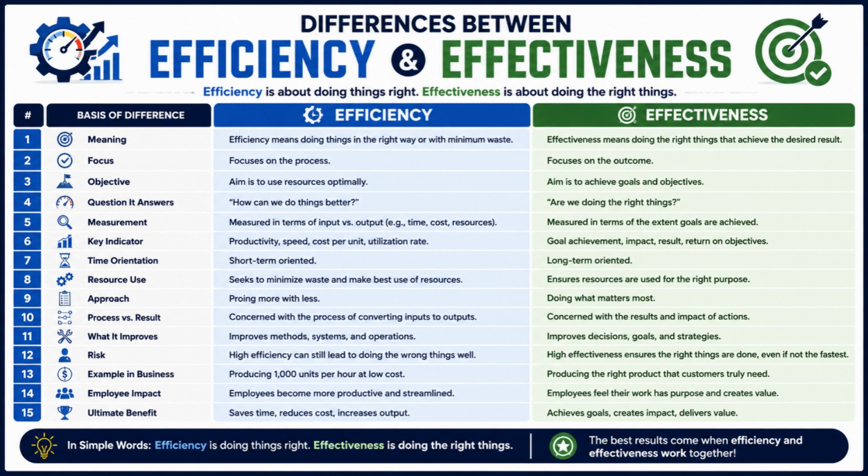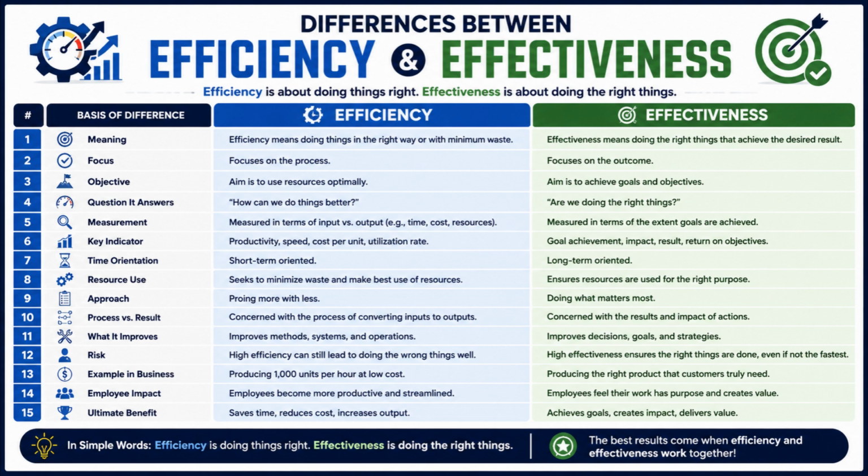Number 1. Efficiency means doing things in the right way with minimum waste of resources, whereas effectiveness means doing the right things to achieve desired goals. Number 2. Efficiency focuses on the process of completing a task, whereas effectiveness focuses on the final outcome or result. Number 3. The objective of efficiency is to use resources optimally, whereas the objective of effectiveness is to accomplish goals and objectives successfully.